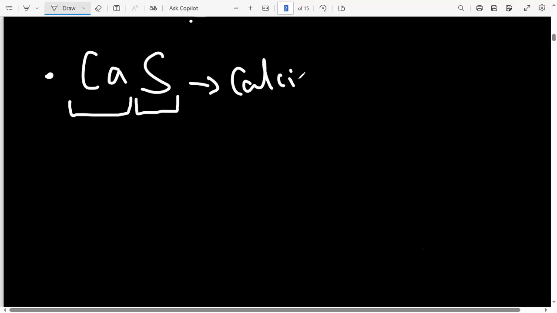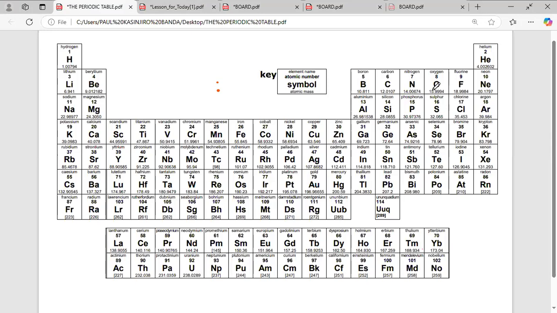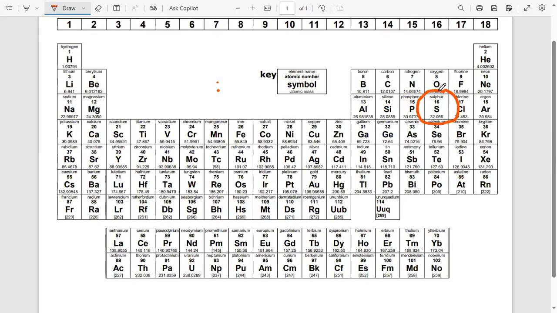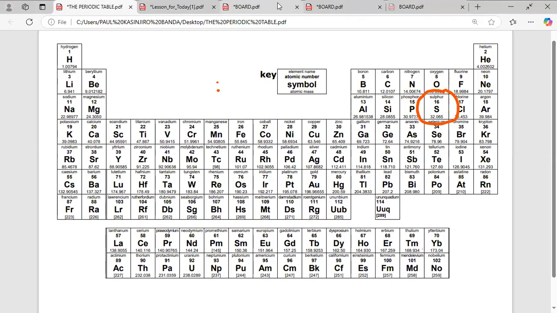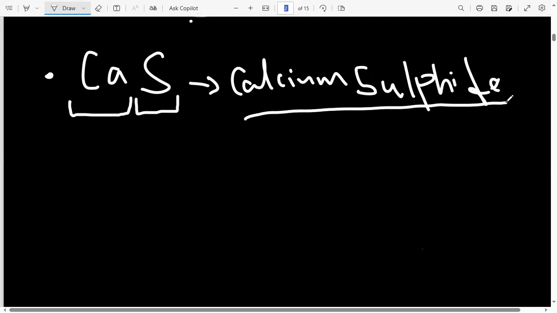The periodic table. So this is calcium, and then this S is sulfur according to the periodic table. Do I have the periodic table here? Okay, so this S here is just sulfur. So to that sulfur, we're going to make sure that it changes to sulfide. So this sulfur will be sulfur and then IDE. Okay, so the name of this is just calcium sulfide. Okay, I hope it's making sense.